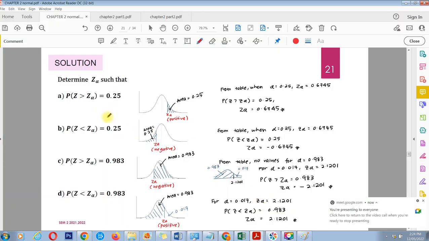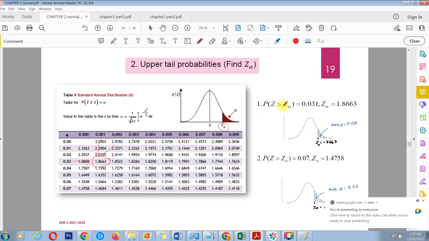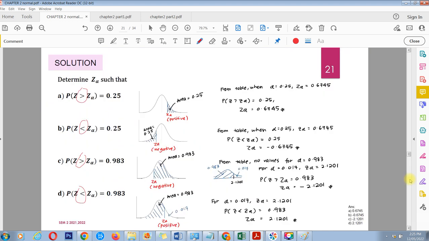Alright. So this is how to solve it. The difference is the notation here: less, greater. If the graph shows Z greater, fine. But if it is less, what should you do? You cannot go directly. If less, we have 0.25 from here, and from the table when alpha equals 0.25, Z alpha is 0.6745. So Z alpha should be negative because of the notation here, less. Alright?